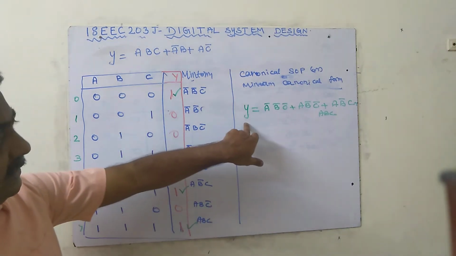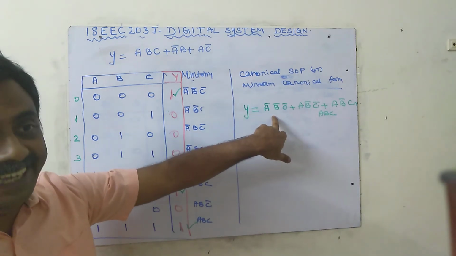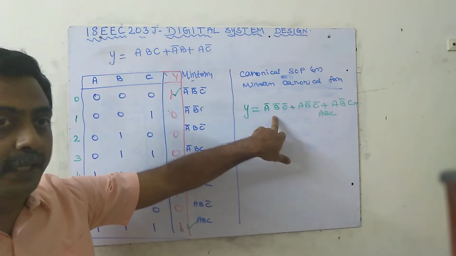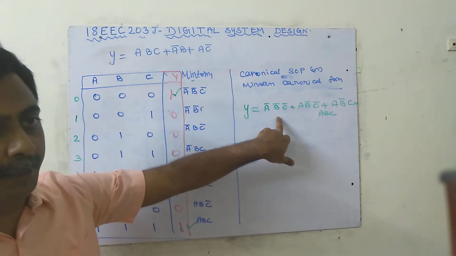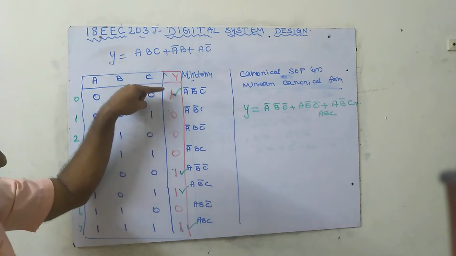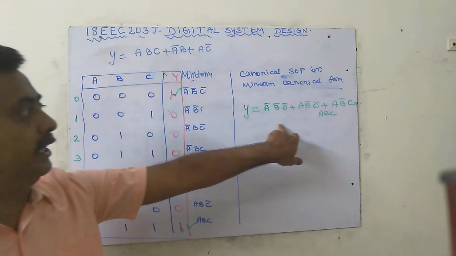This is the actual equation. If we use gates, this equation is called a Boolean expression or Boolean equation. If you implement this Boolean equation using gates, we will get this output. That is the canonical SOP form.